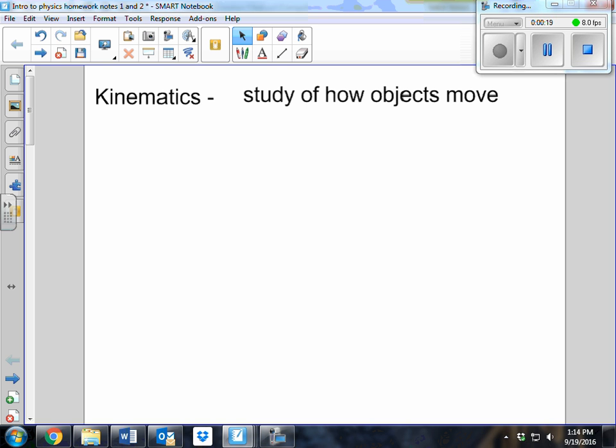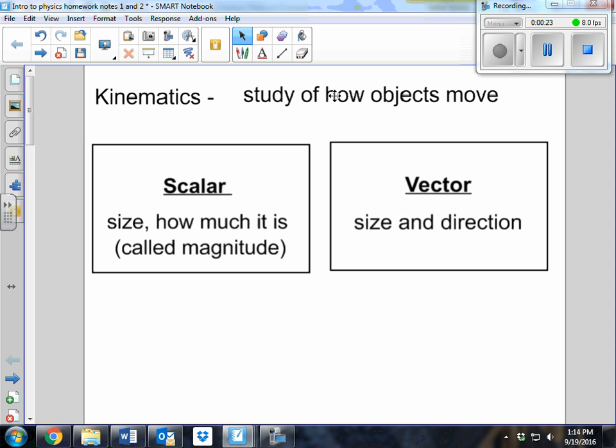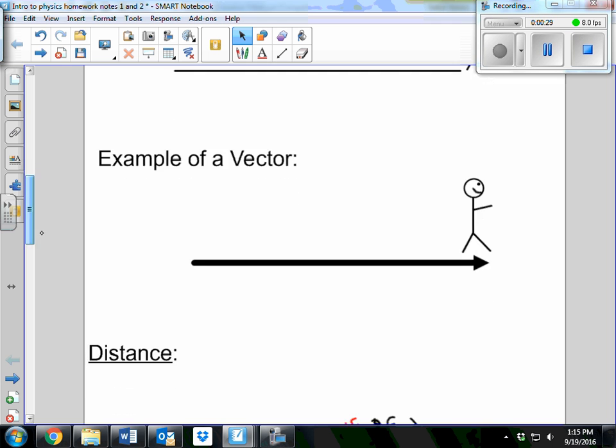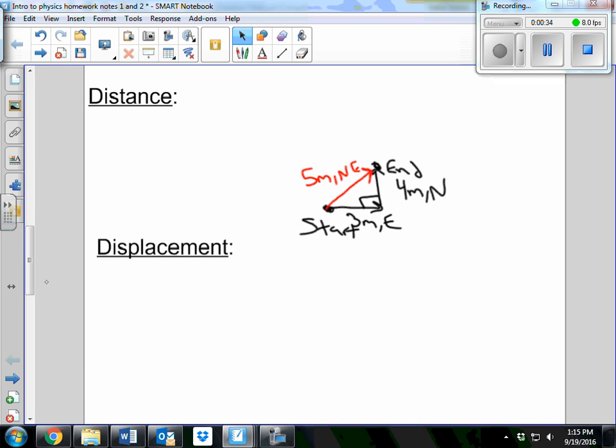And so then we have the difference between scalar and vector. Scalar, remember, is just size. It's how big it is. And vector is size and direction. We have various types of size and directions. Time is a scalar, distance is a scalar. But then we get into vector, so velocity is a vector, acceleration is a vector, and different things like forces that have directions are vectors.